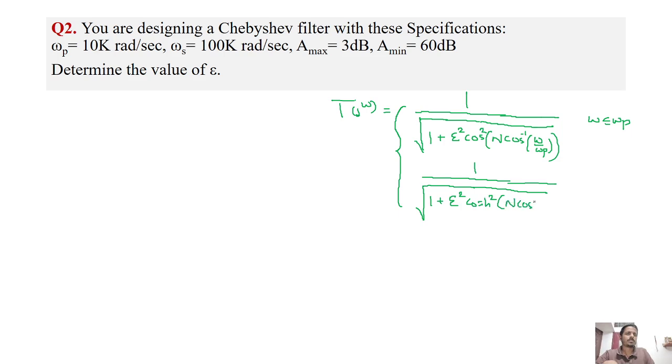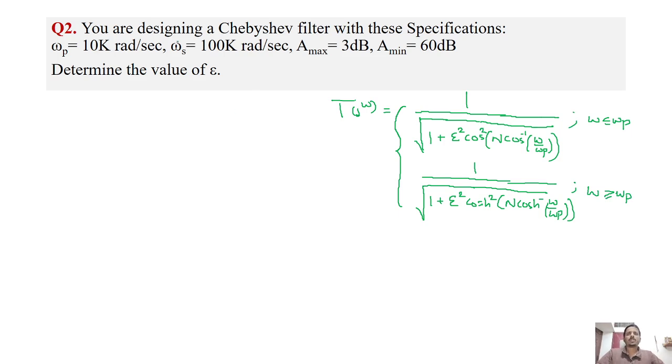So this is the transfer function. Again, correct only for omega greater than or equal to omega p. Yes, sir. Correct. This was the transfer function.